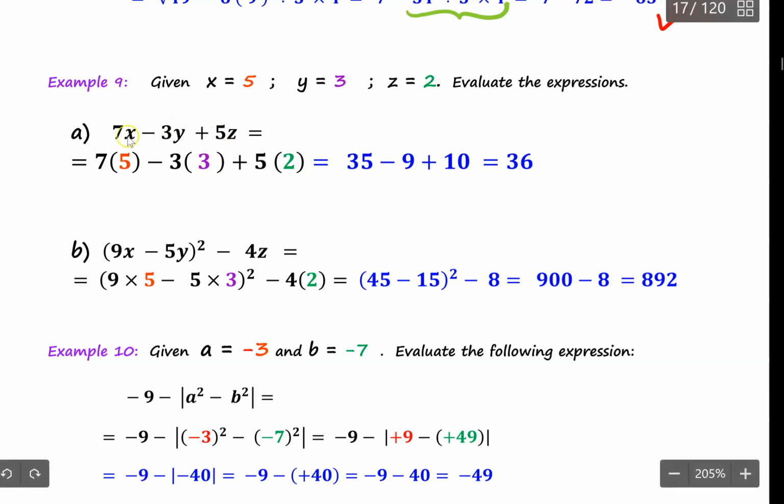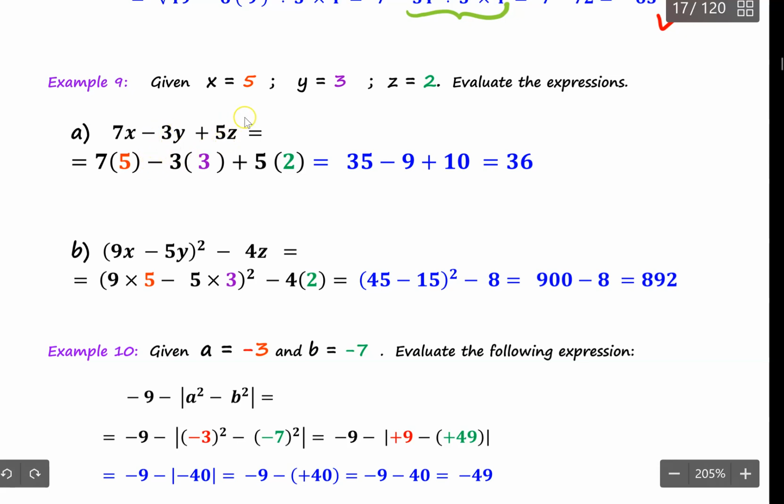So I would like to throw in a little bit of algebra here to make an introduction to our next topics for this unit. Example 9 says that given certain values x equal to 5, y equal to 3, z equal to 2, and don't forget that I color-coded all of these values, I ask you to evaluate the expressions. For A, I have 7x subtract 3y plus 5z. So 7x means 7 times x, 3y means 3 times y, 5z means 5 times z.